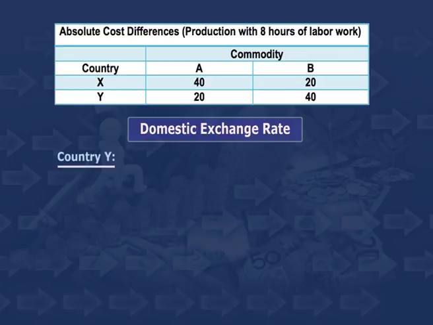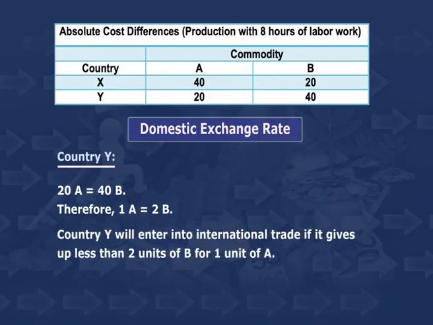And what happens in country Y? In country Y, 20 units of product A is equivalent to 40 units of product B. Therefore, in country Y, 1 unit of product A will be equivalent to 2 units of product B. Country Y will enter into international trade if it gives up less than 2 units of product B for 1 unit of product A.